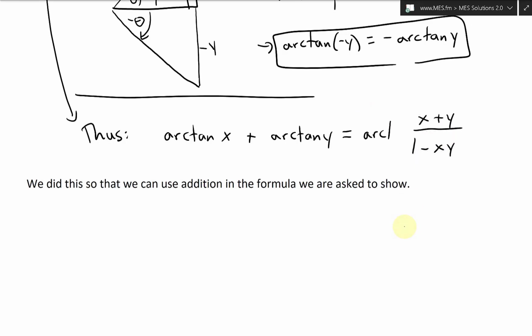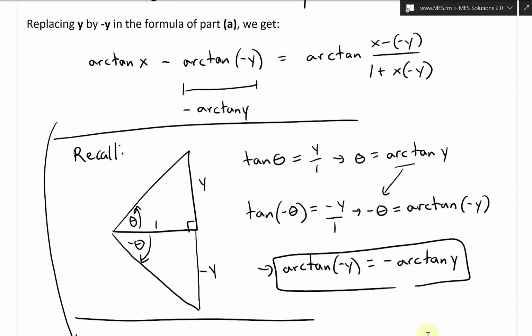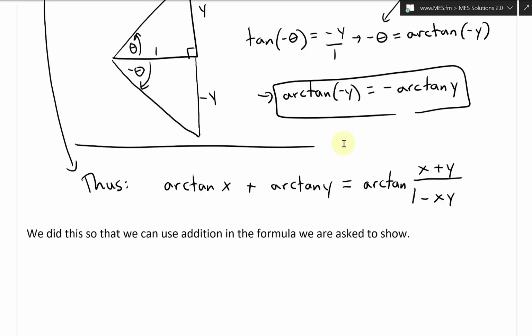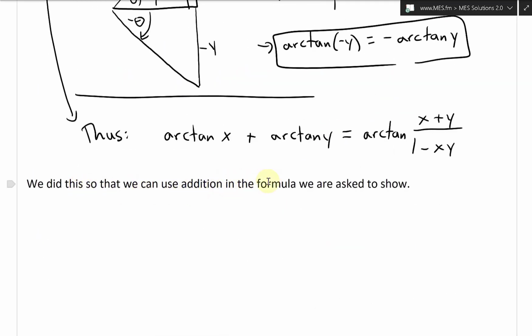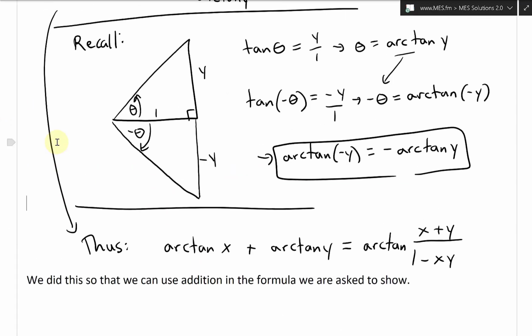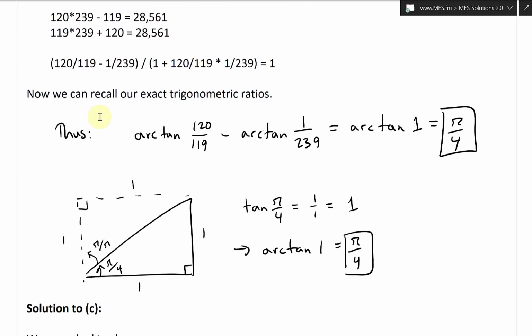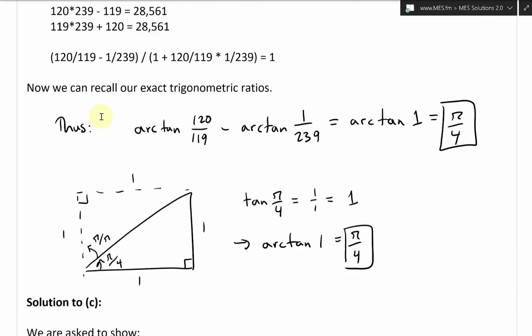Arctan of that, so arctan, then over there. So yes, we did this so that we can use addition in the formula we are asked to show, and let's go over that again. Yes, so we are asked to show right here.